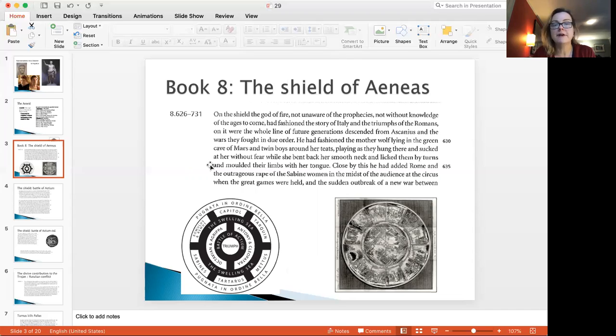So on this shield, the god of fire, not unaware of the prophecies, not without knowledge of the ages to come, had fashioned the story of Italy and the triumphs of the Romans. On it were the whole line of future generations descended from Ascanius, that would be Aeneas' son, and the wars they fought in due order. So what we see here, not dissimilar to what we have seen in the case of the underworld, is a capacity to use prophecies or to foreshadow the future, even though Aeneas is way back in the past, about what is coming the Romans' way. And emphatically, these are triumphs, right?